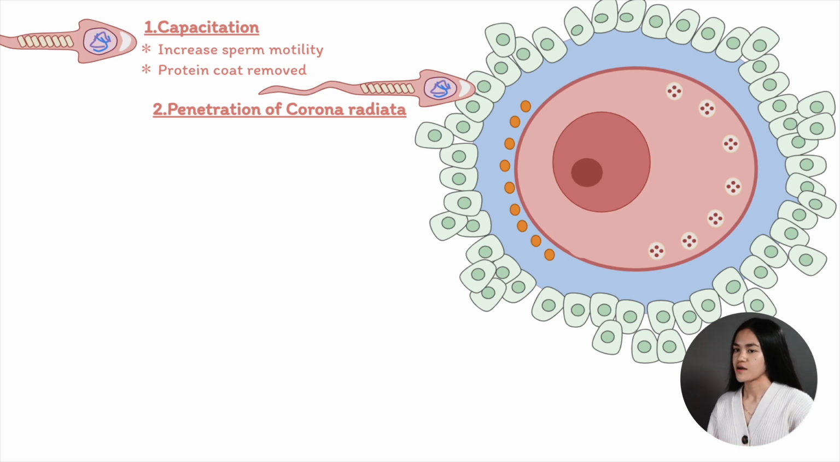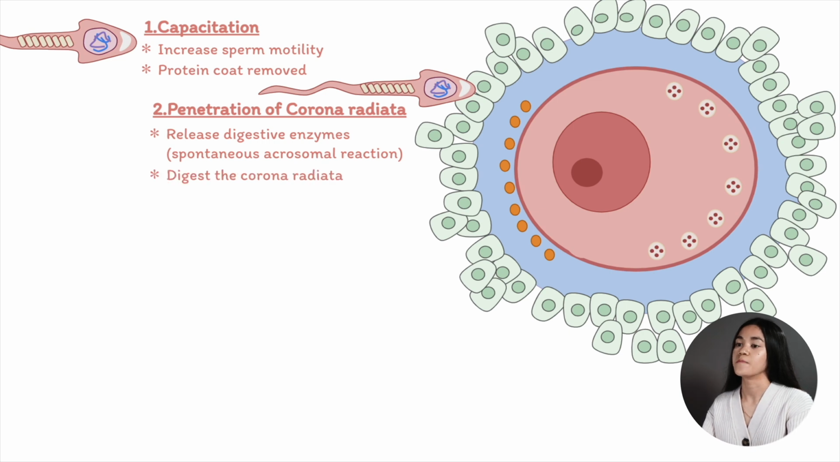Recall that the secondary oocyte is surrounded by 2 protective barriers or layers. The outer layer is the corona radiata, and then there's the zona pellucida. The sperm cells need to penetrate the corona radiata, the first barrier, and sperm cells are able to do this through the release of digestive enzymes that then digest the extracellular matrix of the corona radiata, and then they can use their flagellum to go through.